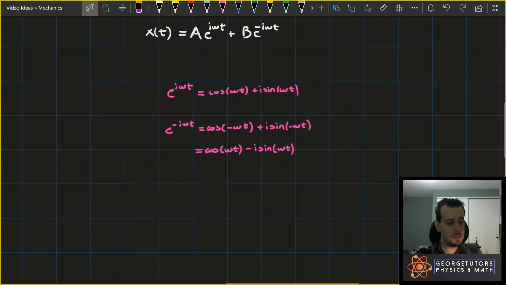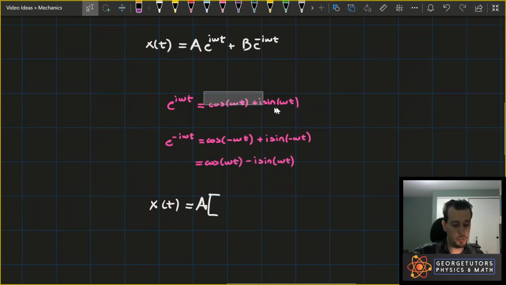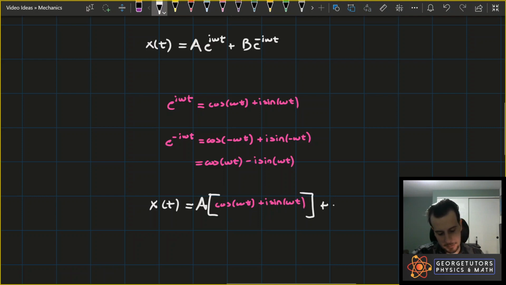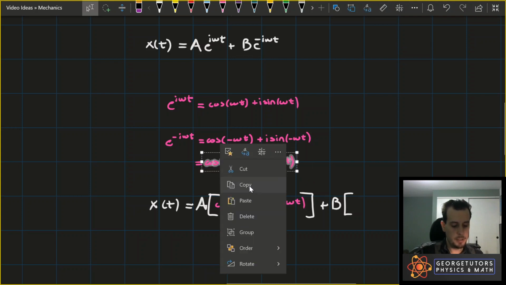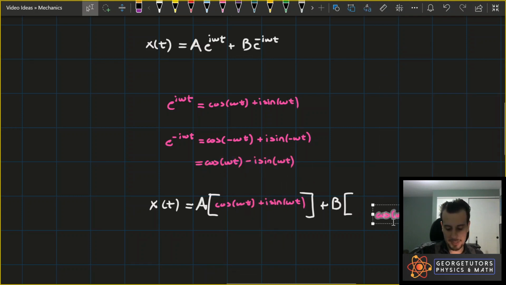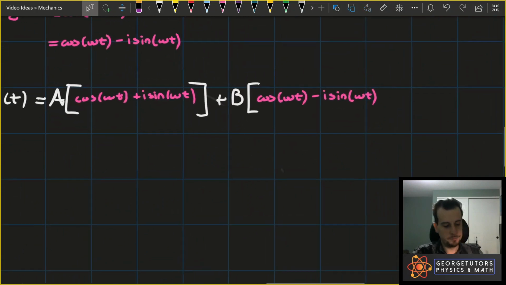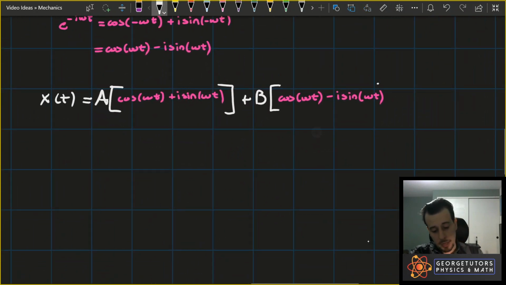Okay, so maybe I should just substitute this information into my x of t right now. So I have a times e^(i omega t), which we discussed is going to be this guy. We close the bracket, and then we add b, and we open the bracket, and we plug in what this guy is in terms of cosine and sine of omega t. There he is. And then we close the bracket.